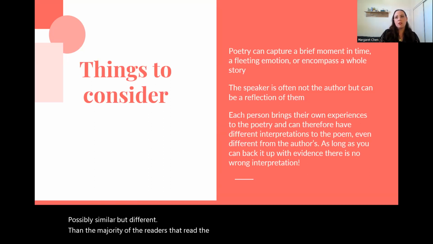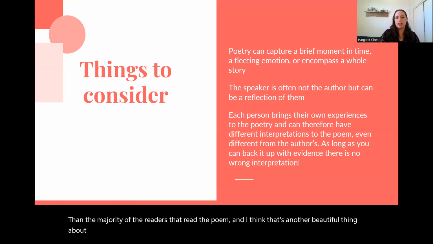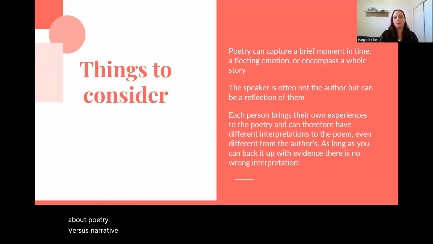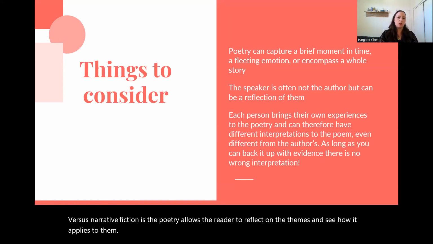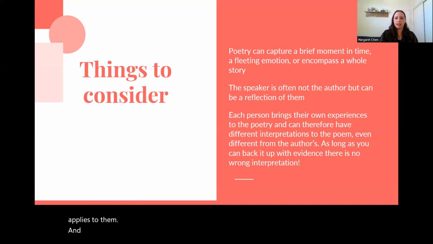And I think that's another beautiful thing about poetry versus narrative fiction: poetry allows the reader to reflect on the themes and see how it applies to them. And so everybody can be kind of like a piece of the story of the poem.